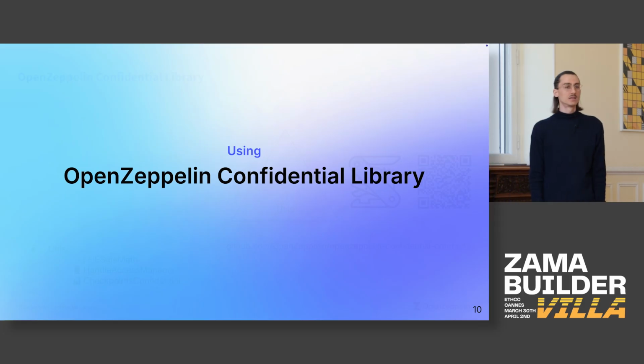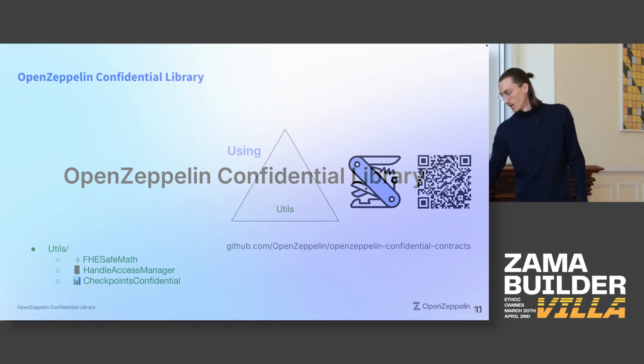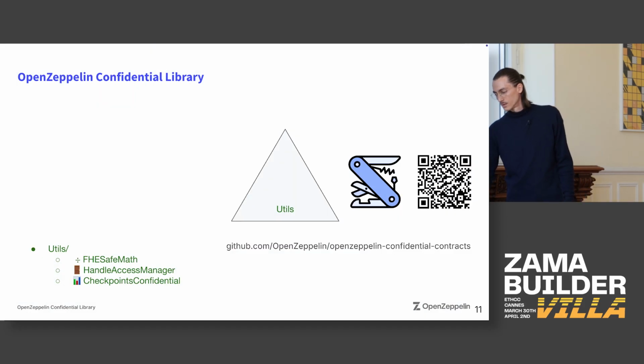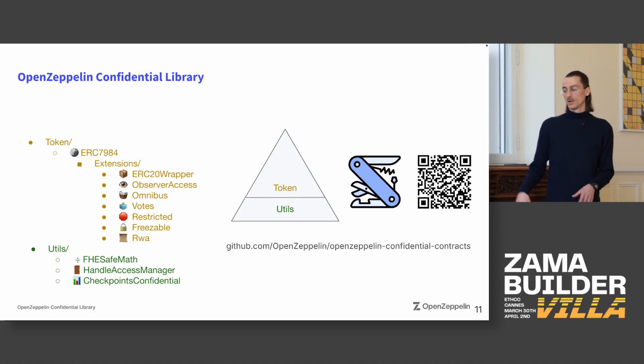On top of that, we have built the OpenZeppelin Confidential Library. So what is inside? We have three parts. We have some utilities. For example, if you need to deal with a safe map, you need to handle accesses. There is also something for checkpoints. So it's more like low-level tooling.